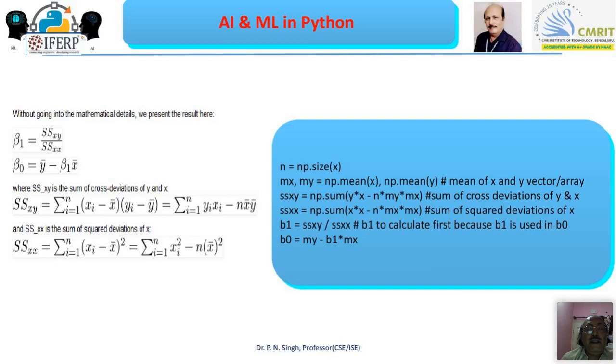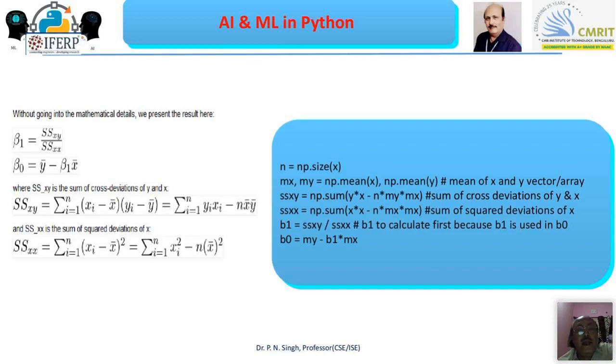Sum of cross deviation. So how is it being computed? See here the formula: the loop is running from 1 to n, Yi multiplied by Xi, minus n multiplied by the mean of X and the mean of Y. That is how it is written. So it is the sum of all those values, the sum of cross deviation.